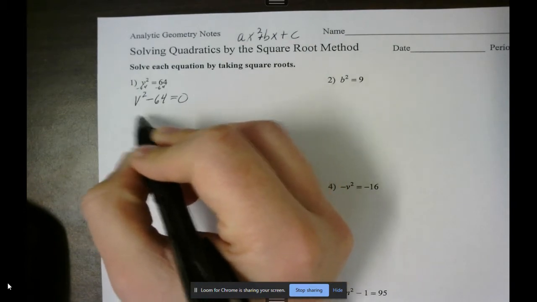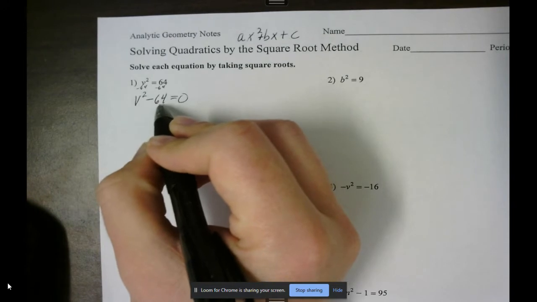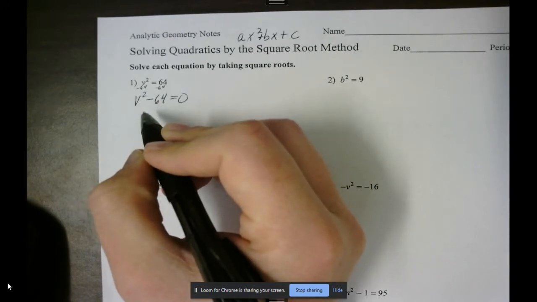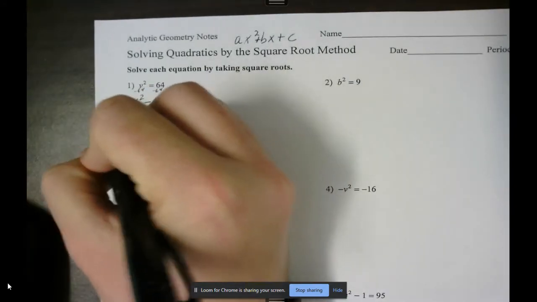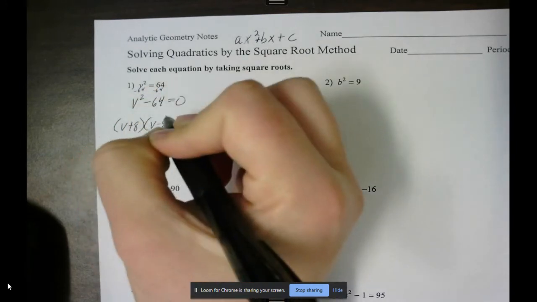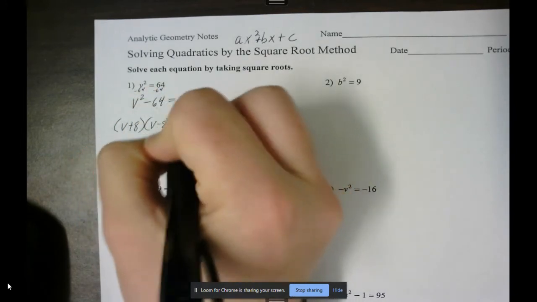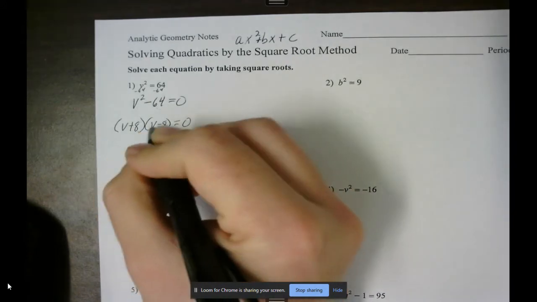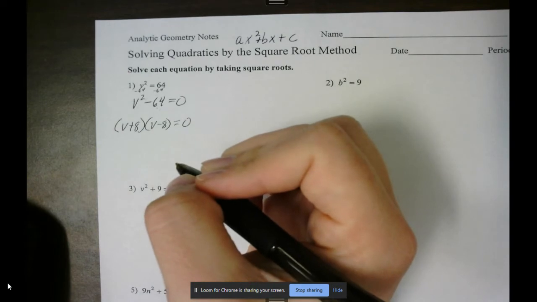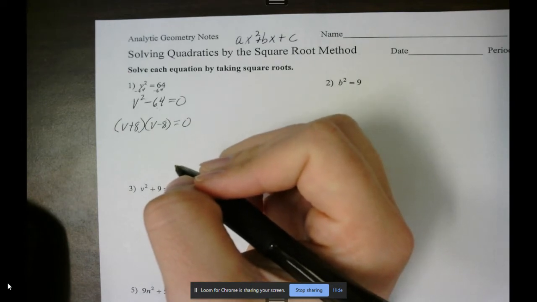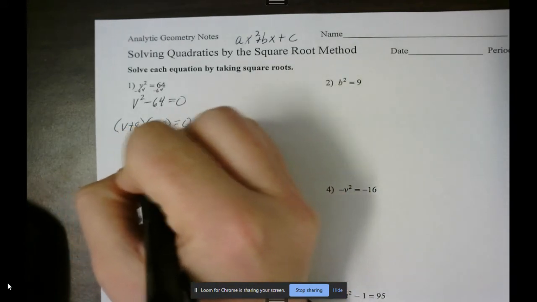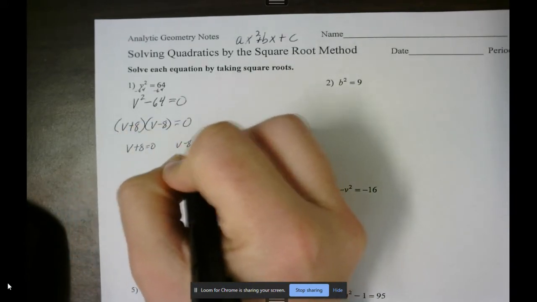So this one, 64 is a perfect square, right? So we should recognize that as a difference of perfect squares, right? Which means I can rewrite this as v plus 8 and v minus 8. This will be kind of how we did it yesterday if we had a difference of perfect squares. And so then I take each one of those factors and do what with it, if I'm trying to solve? You would set them equal to 0. Set each one equal to 0, right? So v plus 8 equals 0 and v minus 8 equals 0.